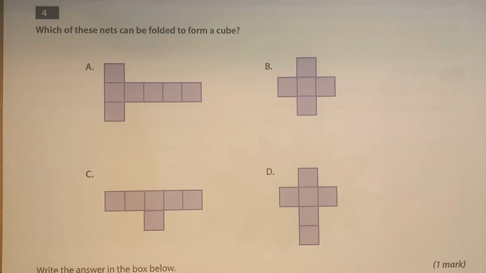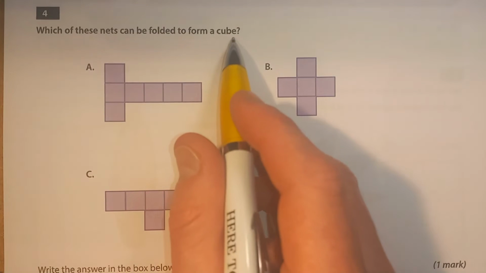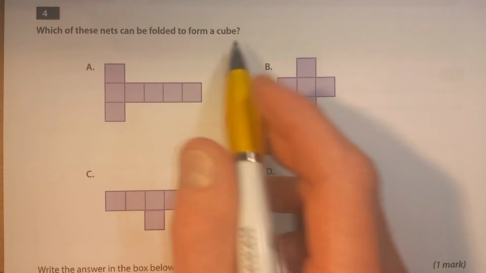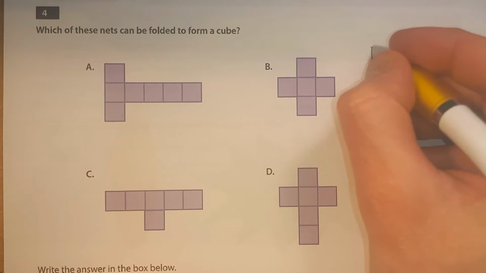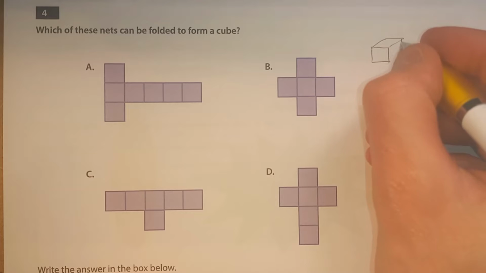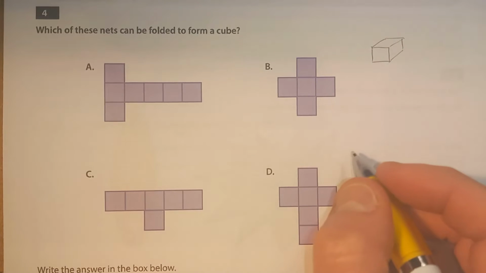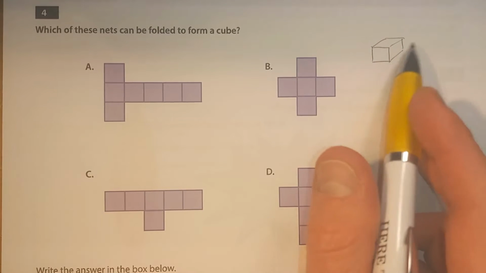Question 4. Which of these nets can be folded to form a cube? Right. So hopefully you've done some of these nets before. If you haven't, don't worry, we can still work it out. But the good place to start is to think, well, what does a cube look like? Okay. Well, a cube, if you think of it like a dice. So that's my cube when it's all folded up.